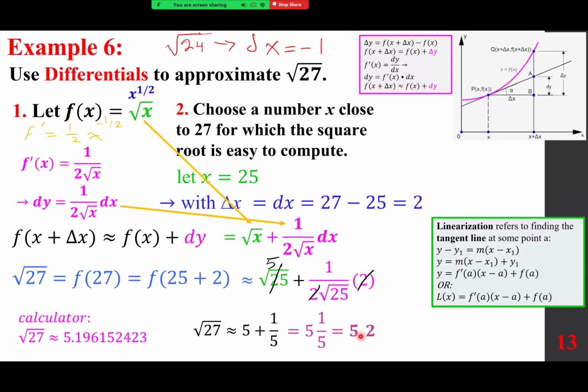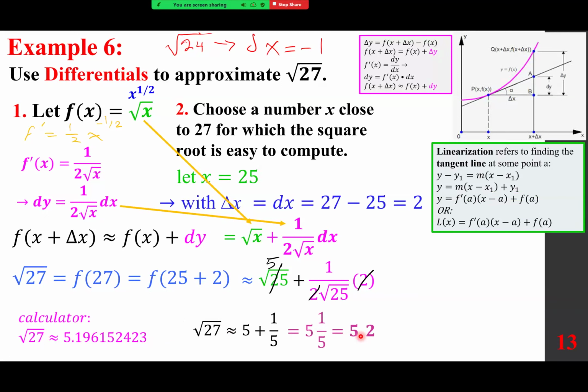Here's the linearization. In order for you to use the linearization, you have to find the tangent line. For which function? F of x equals square root of x. At what point? At your choice of x, which is 25. What would be the pair x comma y? Anyone?